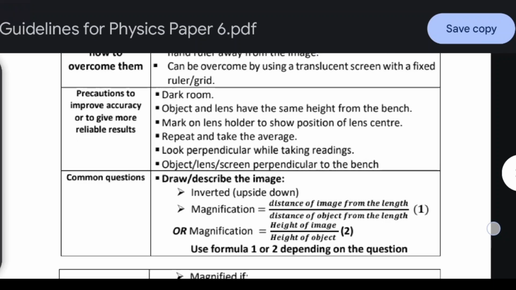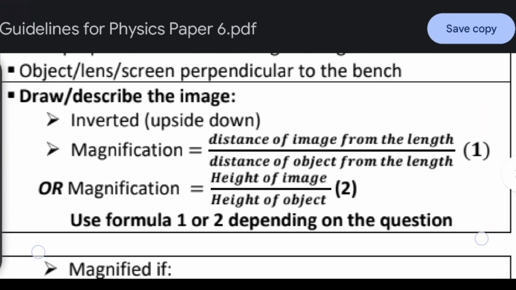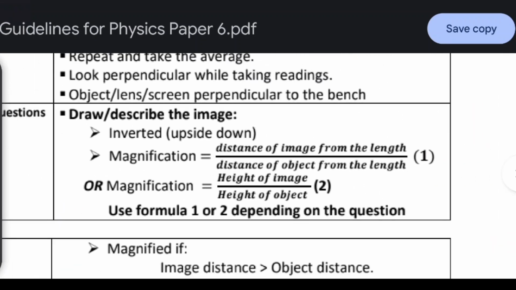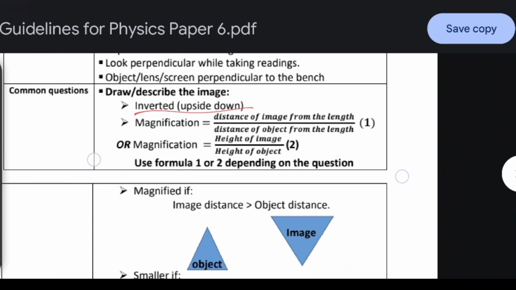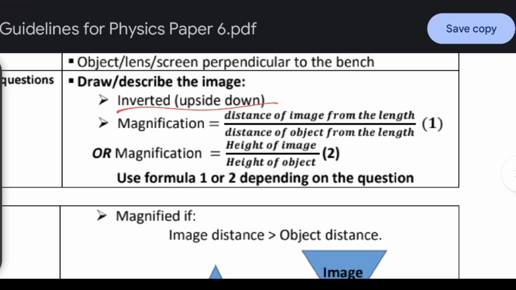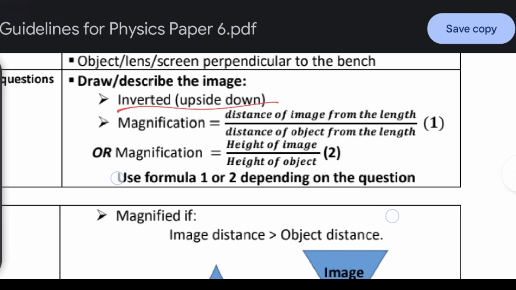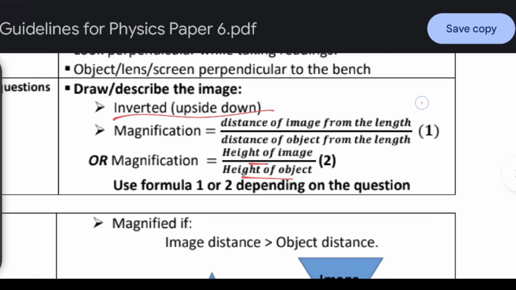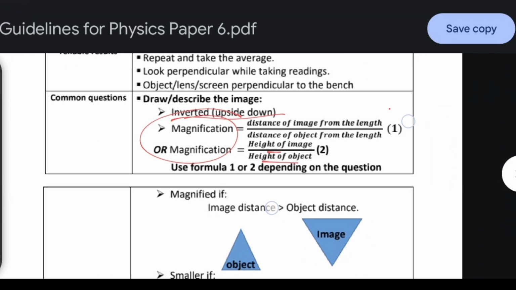All right, moving on to the next common questions. Draw or describe the image. You can say inverted, or you can say enlarged if it's magnified, or diminished. These are the wordings which you'll be using. Then how do you find the magnification? Distance of image from lens divided by distance of object from lens, or the height of the image divided by the height of the object. These are 2 ways in which you can find magnification. Use formula 1 or 2 depending on the question.